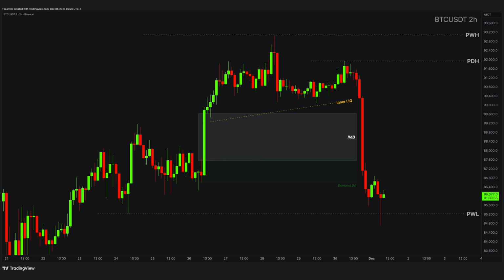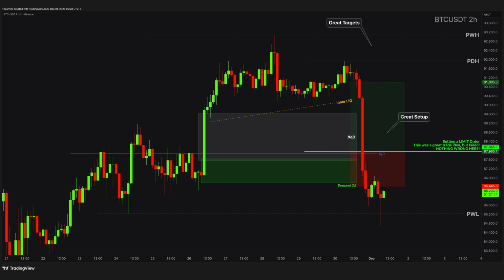Price then pulled down into this multi-imbalance area where that deep order block was sitting. So if you placed a limit order somewhere around that zone and just left the charts alone to go do something else, it honestly wouldn't have been a bad idea at all. In my opinion, this was actually a really solid setup.